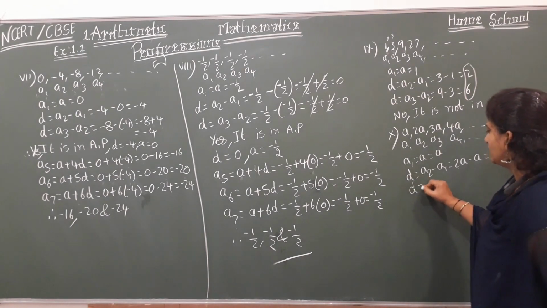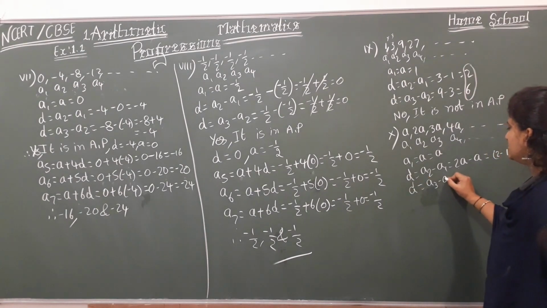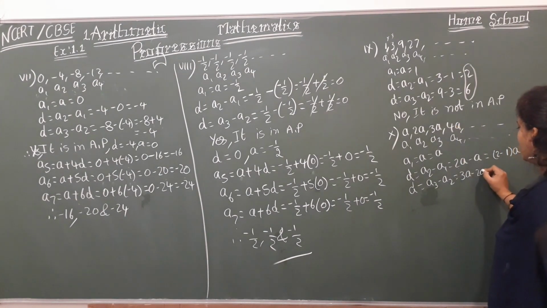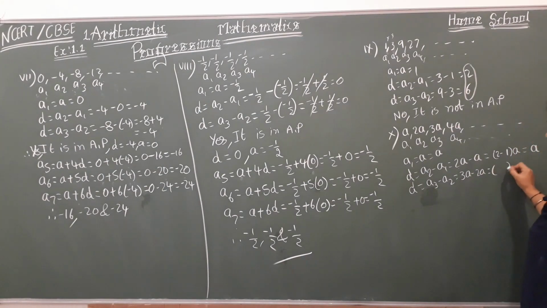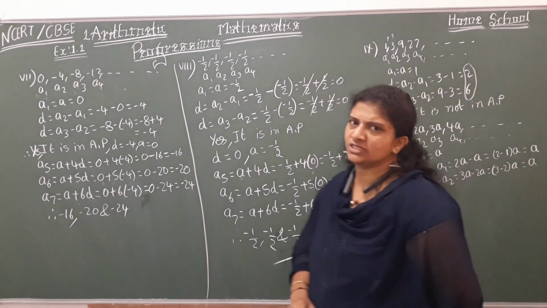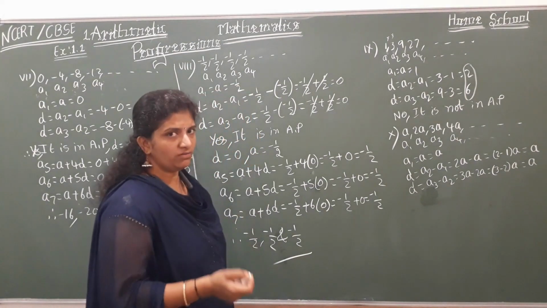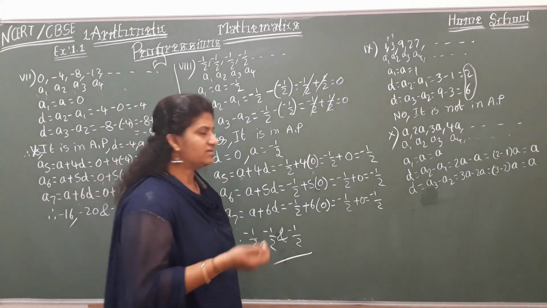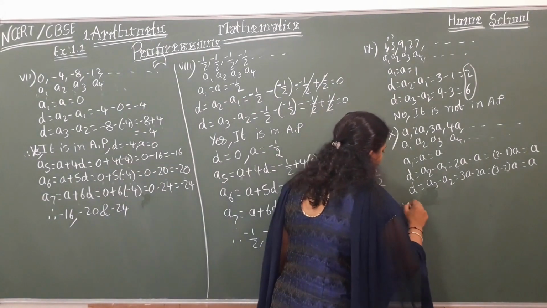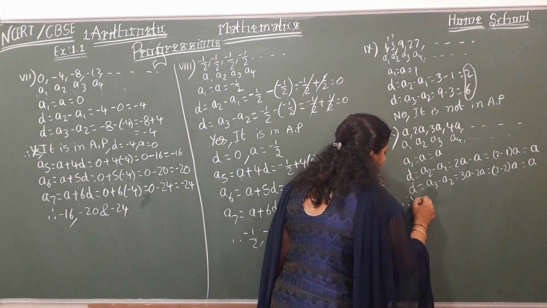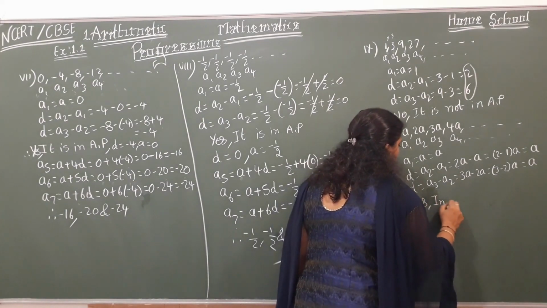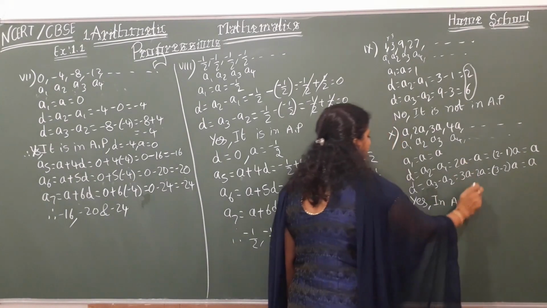Next difference here, A3 minus A2. A3 value is 3A. 3A minus 2A will be the same manner. If you want, you can take out A common. 3 minus 2 will be 1A. So what you can say here, therefore the sequence is in AP. If it is in AP, what you need to find? You need to find D and the next three terms. So look here, therefore the D is constant. Yes, the given sequence is in AP.